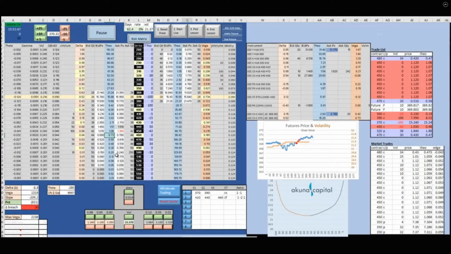One other thing to point out, when you're filled on your total size, so in this case the 450 calls, we sold our total number that we were quoting for, and so the number will turn red and it will step back away from the market until you've hit the reset quote button, and that signifies that you're ready to replenish your quote at a better price.